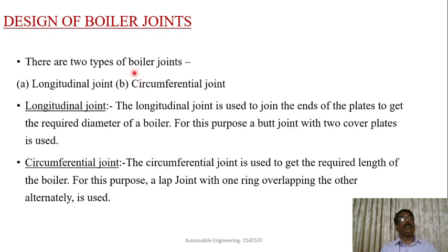Again, coming to the design of a boiler joint, we studied two types, longitudinal and circumferential joint. You will have to remember that the longitudinal joint is used to get the required diameter of the boiler, and the circumferential joint is used to get the required length of the boiler. Generally, the longitudinal joint is made with a butt joint with two cover plates, and the circumferential joint is made generally with a lap joint.